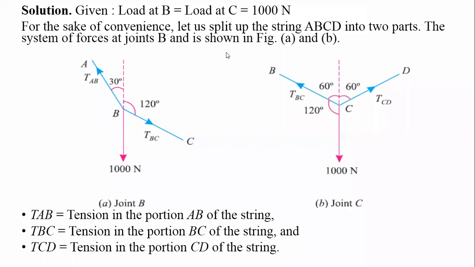The given in the problem is the weight of the blocks, that is 1000 Newton, at the supports B and C. Now let us consider TAB as the tension in the string AB, TBC as the tension in the string BC, and TCD as the tension in the string CD.